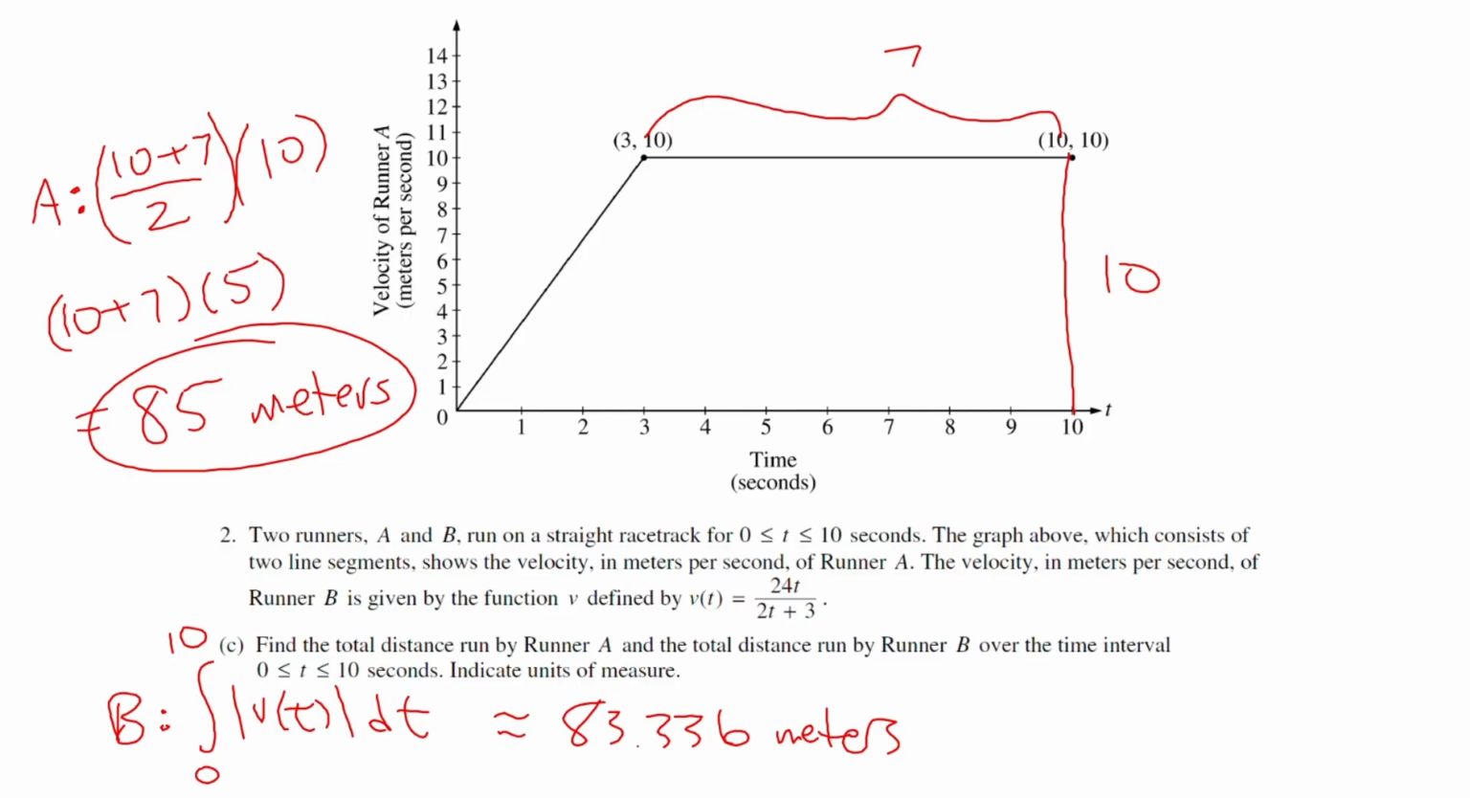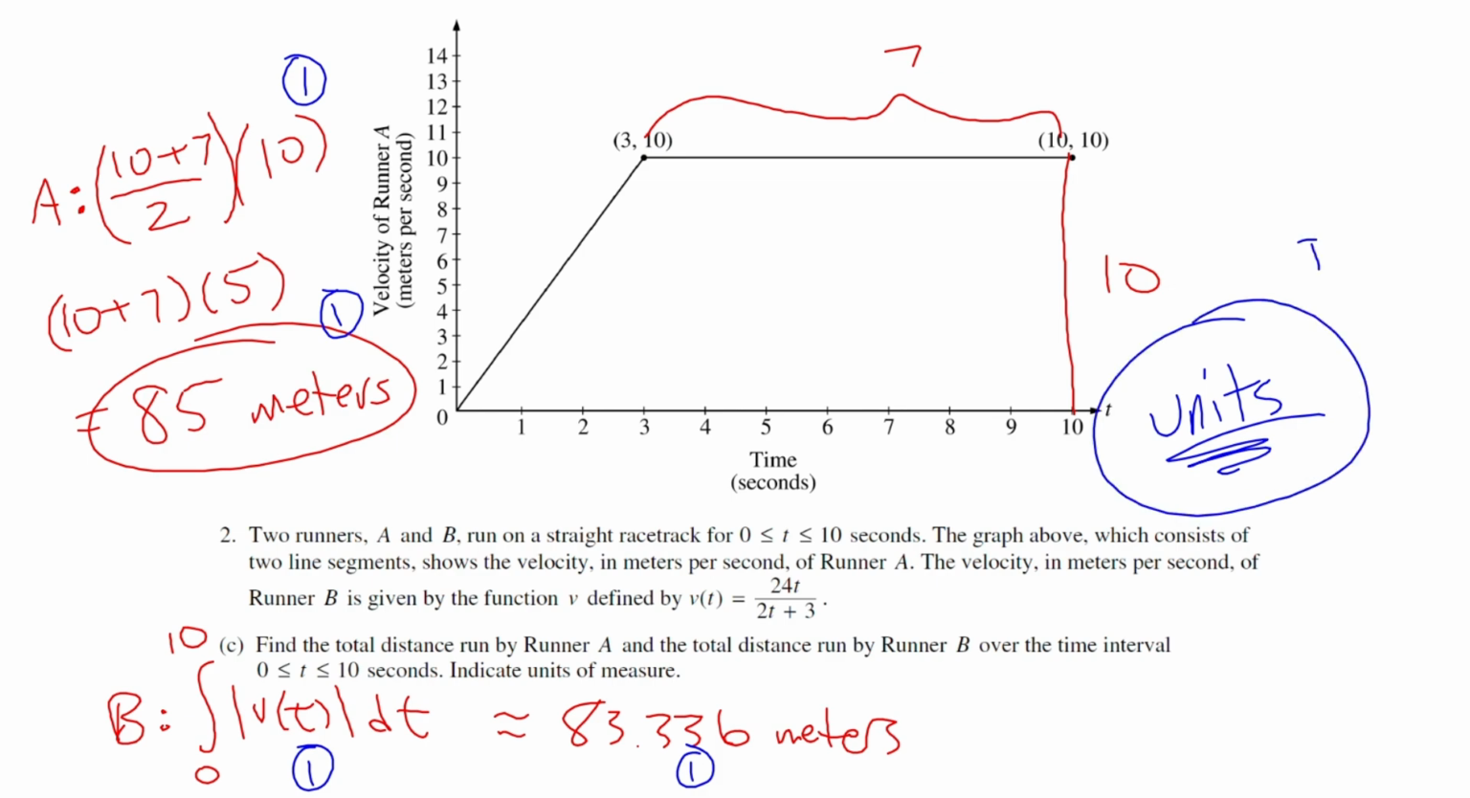And we get 4 total points for that. 1 for the correct method on A and the answer on A. 1 for the method on B and the answer on B. And then we get a final point for having the appropriate units from parts A, B, and C. You had to have the right units in all of them, and that was worth 1 more point. And that is the end of this motion FRQ, question number 2 from the 2000 AP Calculus AB exam.